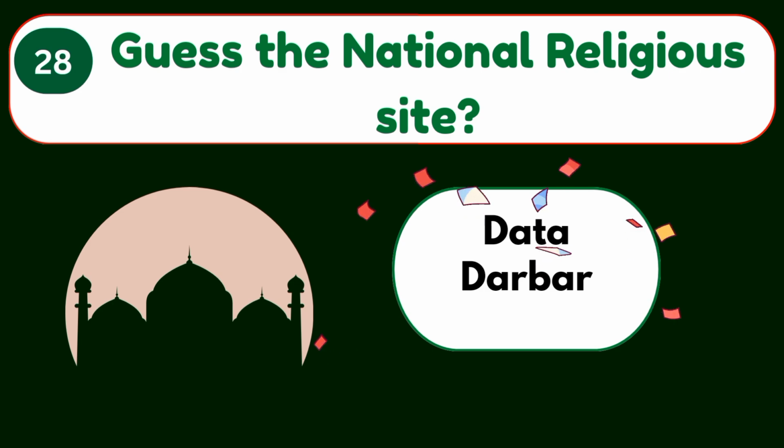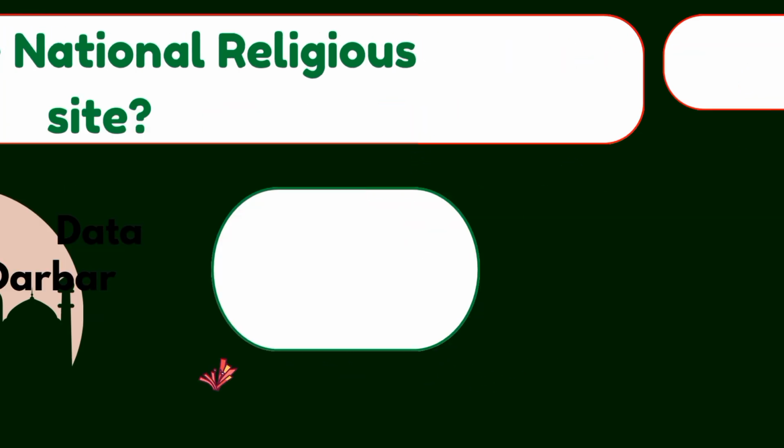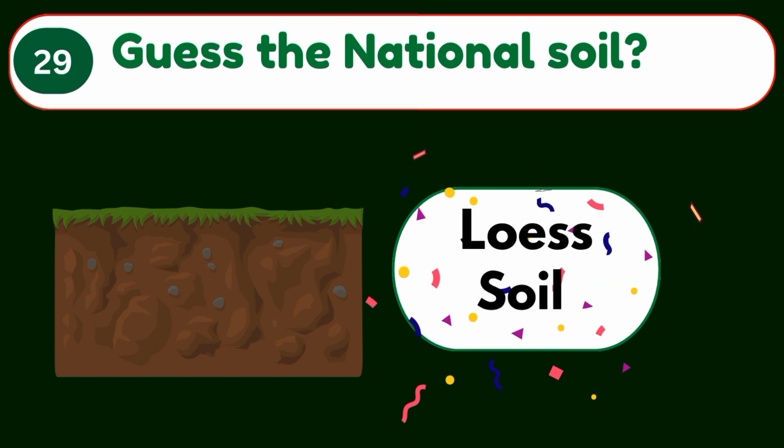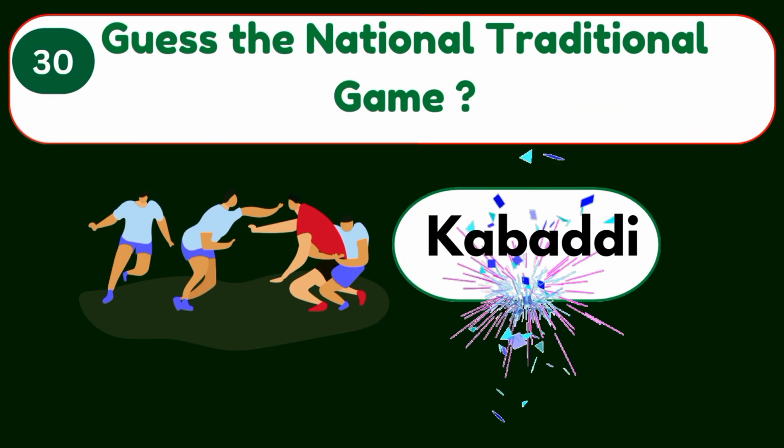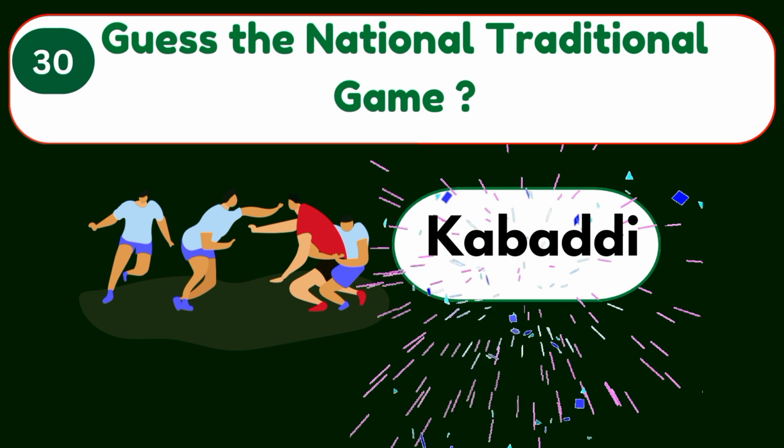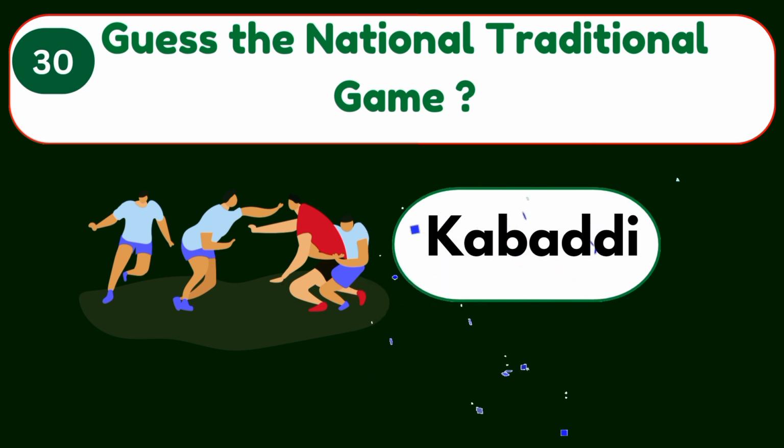Guess the national religious site, the answer is Data Darbar, located in Lahore. Guess the national soil, the answer is loess soil. My last question: guess the national traditional game, the answer is Kabaddi.